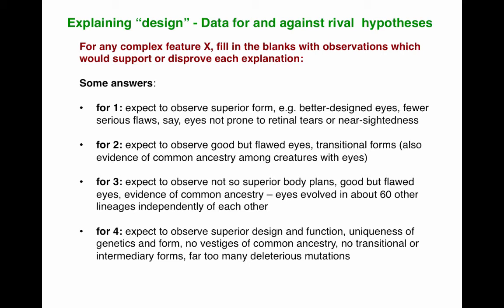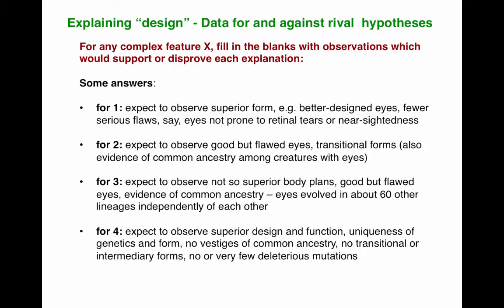Here are some answers. For the first one, we would expect to observe superior form if God had produced eyes. For example, we'd expect at least better designed eyes with fewer serious flaws. Say, eyes not prone to retinal tears or nearsightedness. For statement 2, if God had not made eyes, we would expect to observe good but flawed eyes. We would see transitional forms, also evidence of common ancestry among creatures with eyes.